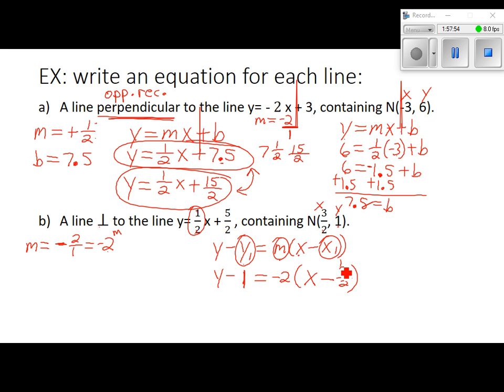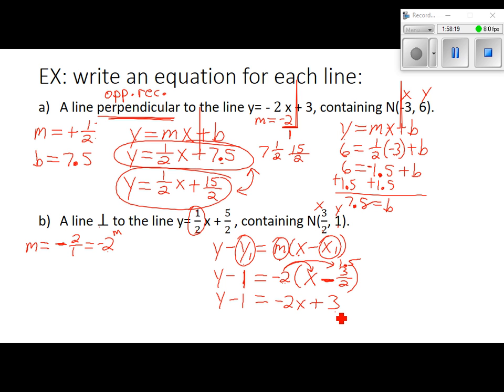Again, if it helps you out, change that to 1.5. If it makes it easier for you to do, 3 over 2 is the same as 1.5. Step 1, we distribute. -2 times x is -2x. -2 times -1.5 is going to end up being a +3.